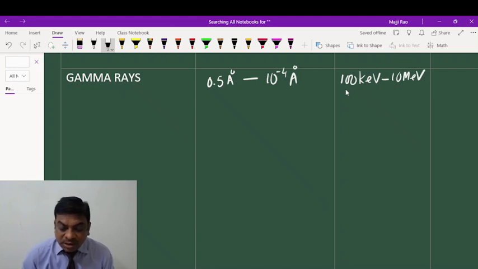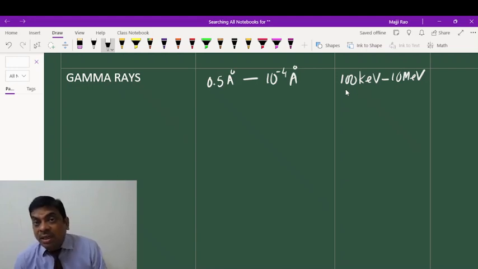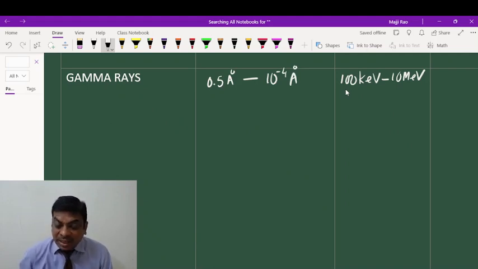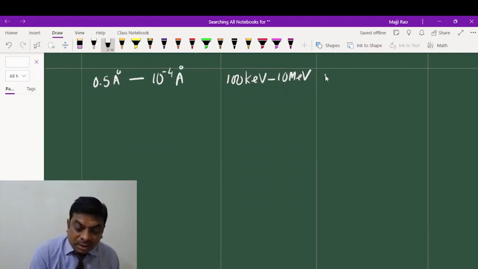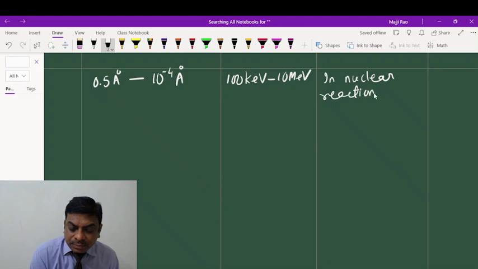As far as production is concerned, it is produced during radioactive decay, we all know, and also in certain kinds of nuclear reactions. In nuclear reactions and radioactive decay.